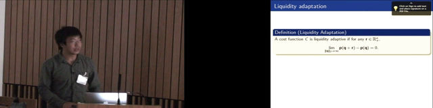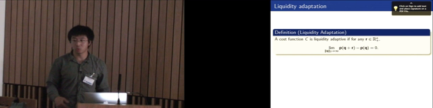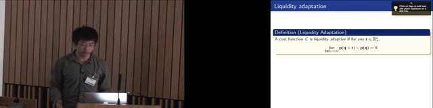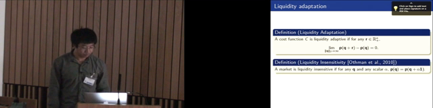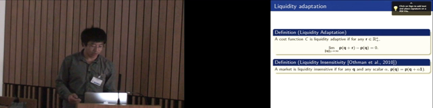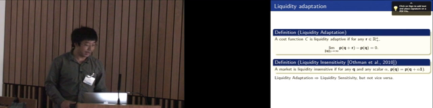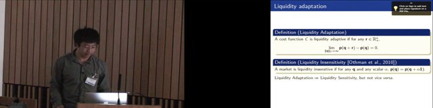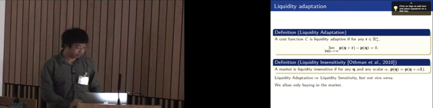The reason why we didn't define it using the Hessian of C going to 0 is that we don't require the cost function to be twice differentiable. In this definition, it only needs to be once differentiable. As a comparison, this is what we just saw, the definition for liquidity insensitivity. And it can be shown that liquidity adaptation implies liquidity sensitivity, but not vice versa. That's why we say it is a stronger notion.